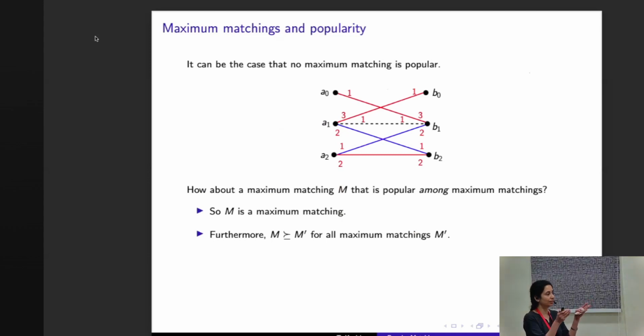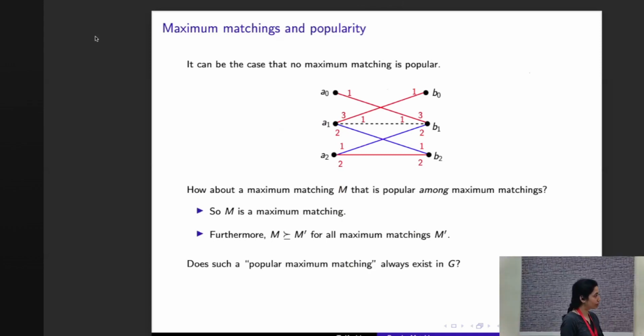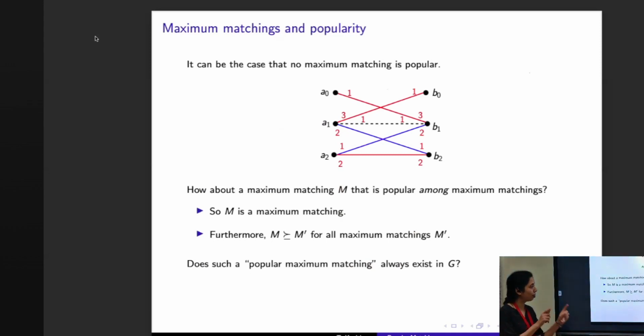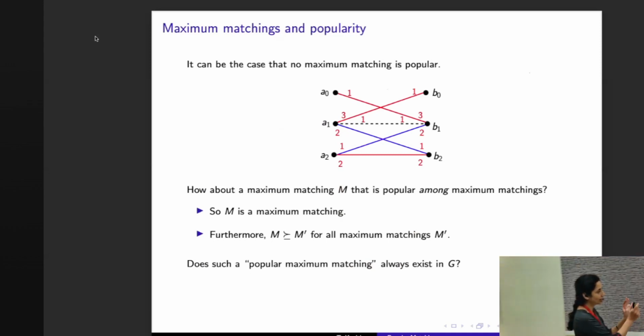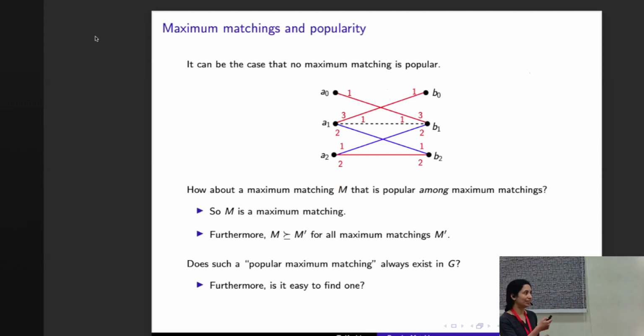But now if we shrink the size of candidates to only maximum matchings, maybe back to the old weak Condorcet winner kind of cycles, maybe there are always cycles here. So this is a valid question. Does such, let's call them popular maximum matching (maximum matching is to be considered as one phrase), always exist? Is it always the case? And even if it always exists, maybe it's hard to find one. Is it easy to find one? These are the questions we'll consider for the first half of this talk.